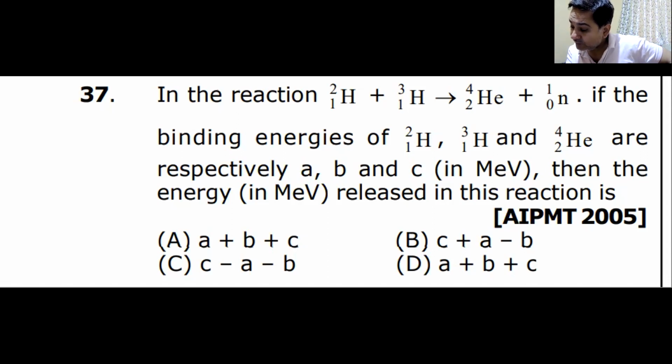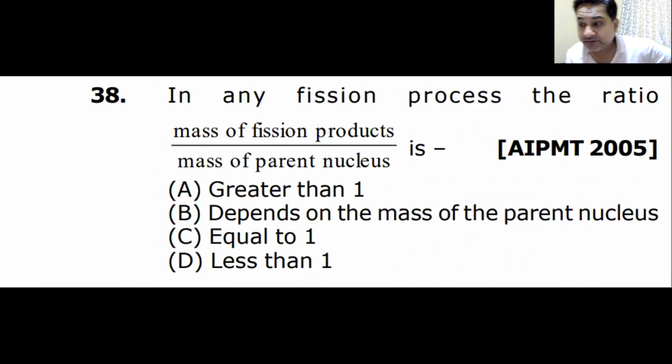See, this is 2005. Three questions came in 2005 and I'll show you all those three. Let me read the question first. In any fission process, the ratio of the mass of the fission product divided by the mass of the parent should be less than 1. Less than 1. See, now you understand.